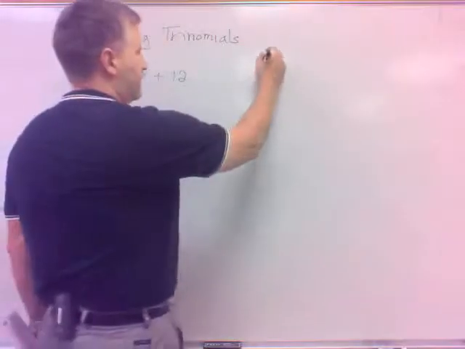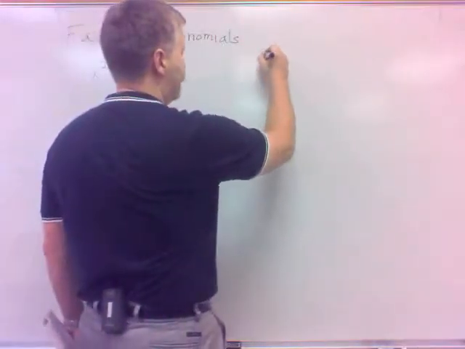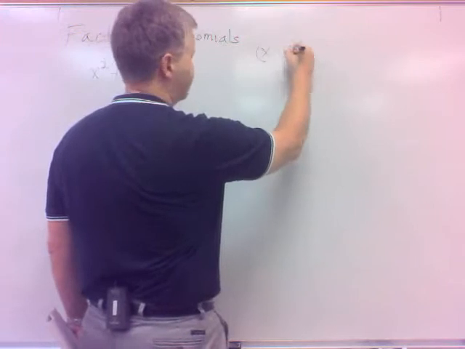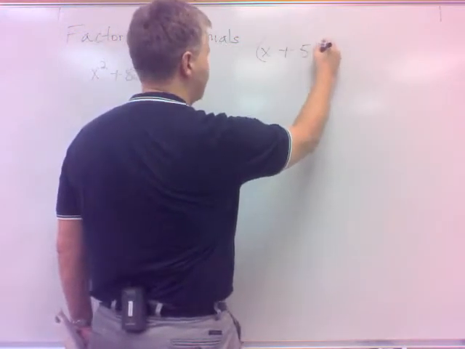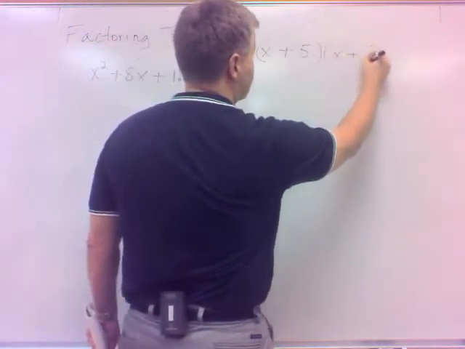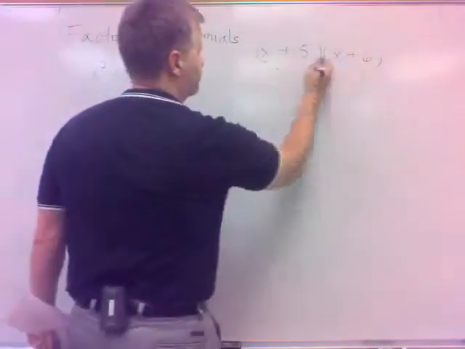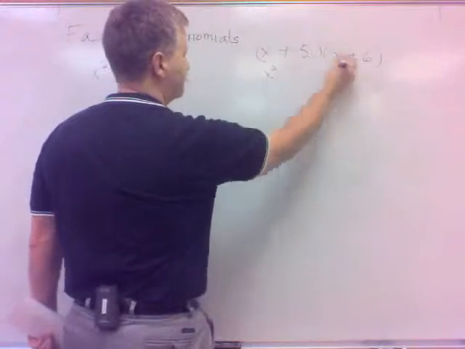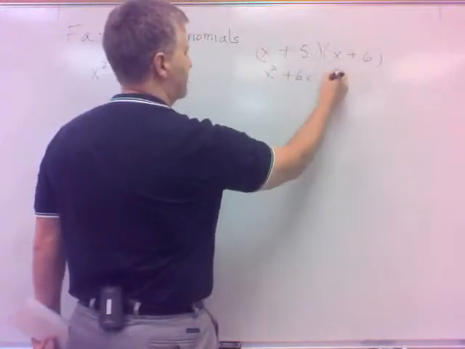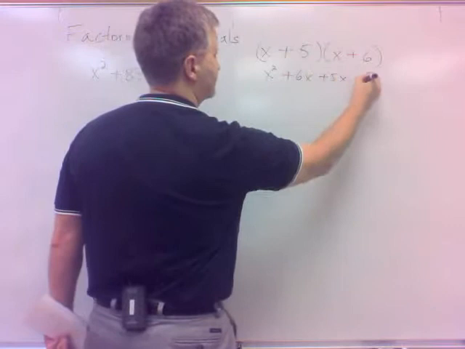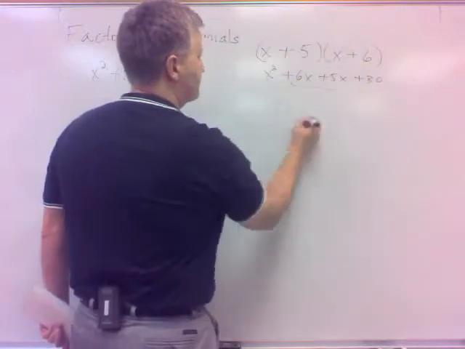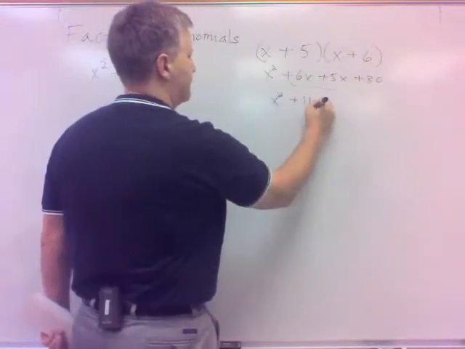The way I like to explain how this works is this. If I go back to my multiplying, let's say I have x plus 5 times x plus 6. If I multiply those, what do I get as far as a polynomial out of that? Don't I get a trinomial? x times x gives me x squared. x times 6 gives me 6x. 5 times x gives me 5x. And then 5 times 6 gives me 30. But we turn it into a trinomial because those two combine to be 11x in the middle.